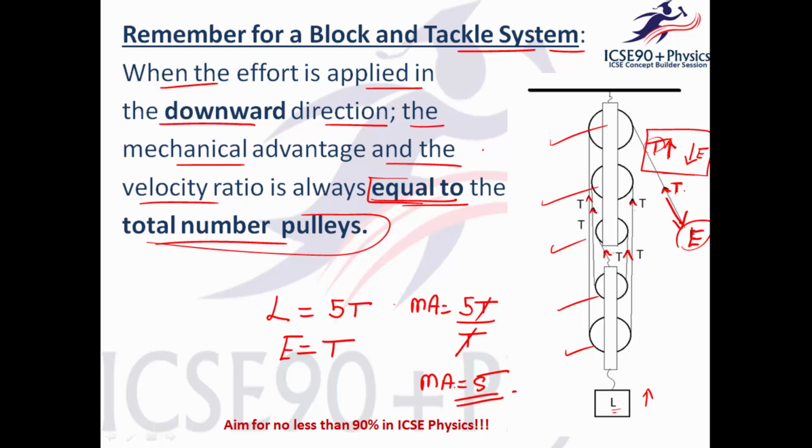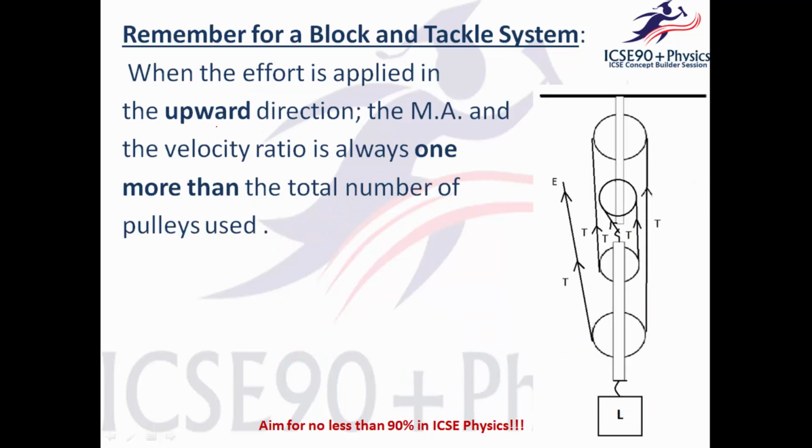This explanation you are not gonna easily find anywhere, right? So please pay careful attention that when the effort is applied in the downward direction, the mechanical advantage and thus the velocity ratio is equal to the total number of pulleys, whereas if the effort is applied in the upward direction like so, the mechanical advantage and the velocity ratio is always 1 more than the total number of pulleys used.